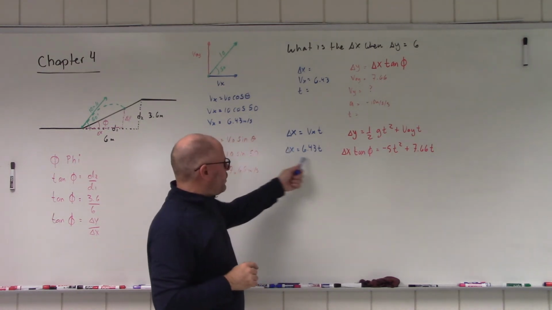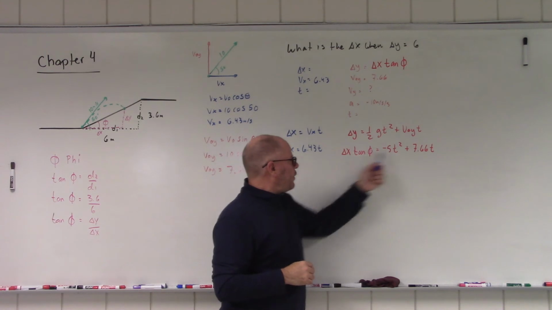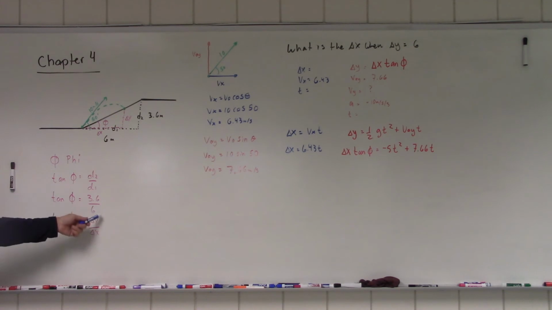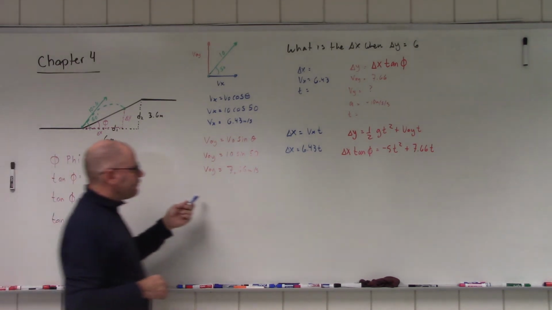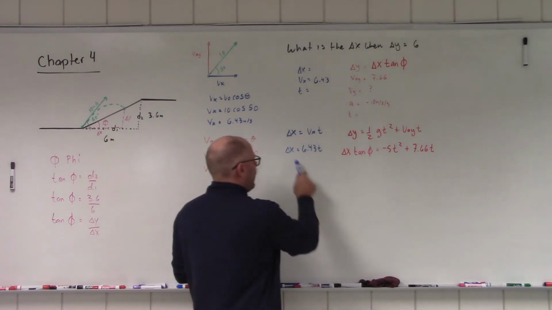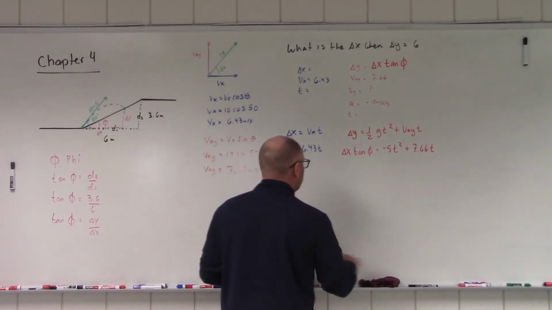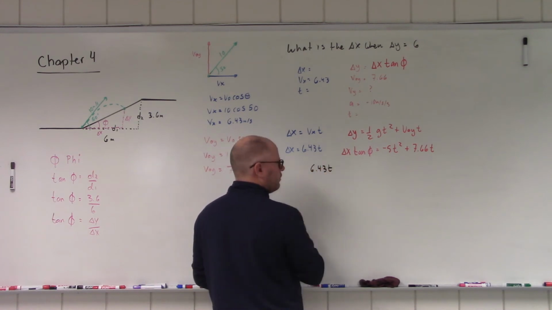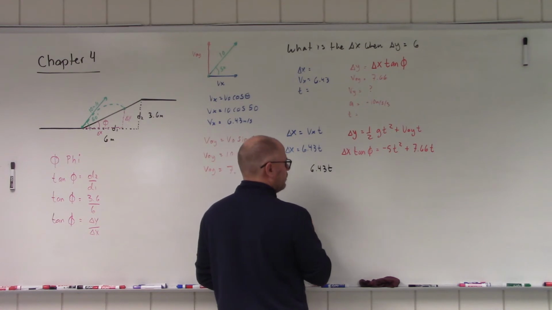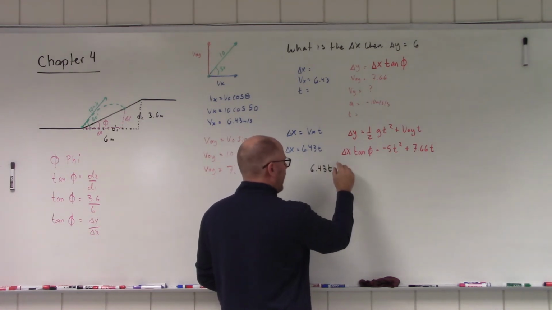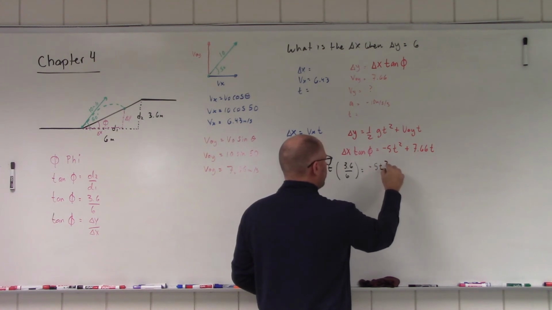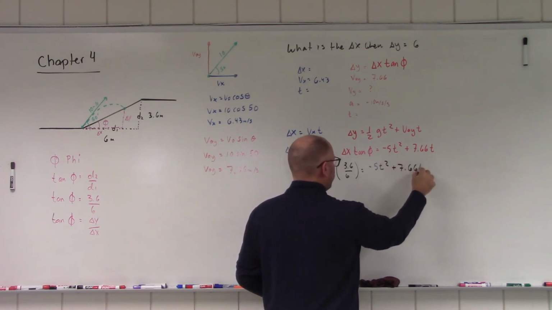Now, I have this equation with two unknowns, because I actually know tan phi. If I look over here, tan phi is just equal to 3.6 over 6. So I'm going to take delta x and substitute it in here. So I have 6.43 t, that's delta x, times 3.6 over 6, is equal to negative 5t squared plus 7.66 t.